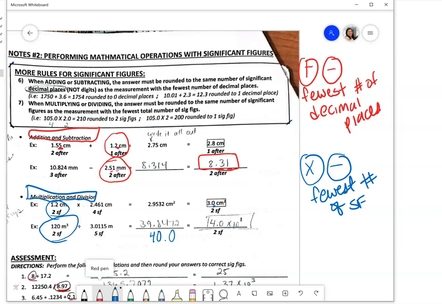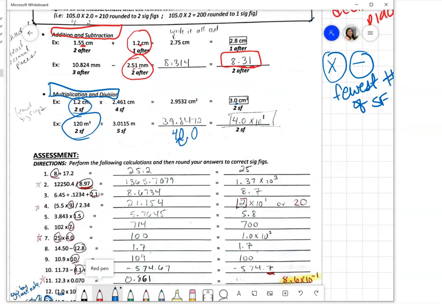How can I make this just 2 sig figs? I have to make this into scientific notation. So I move it over once, so it becomes 4.0 times 10 to the 1. And so if you ever get stuck and you're like, I don't know, how can I make it the number of significant figures? Then you can use this to help you convert it to scientific notation.